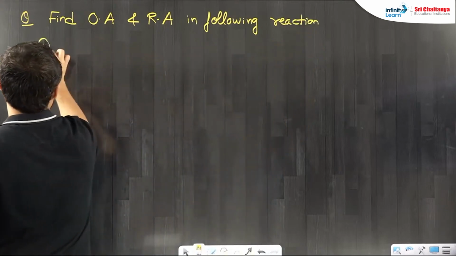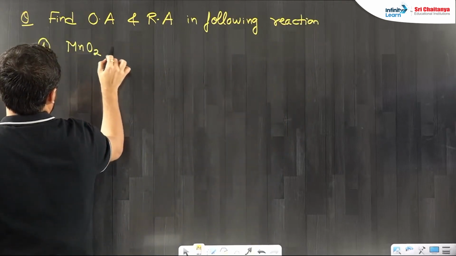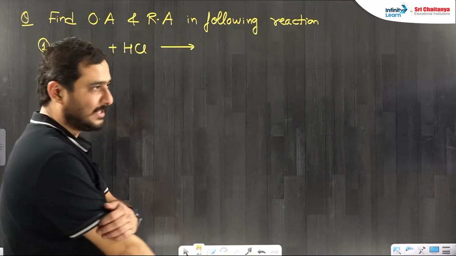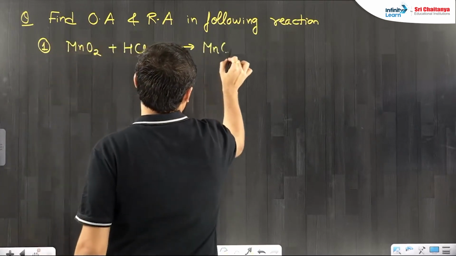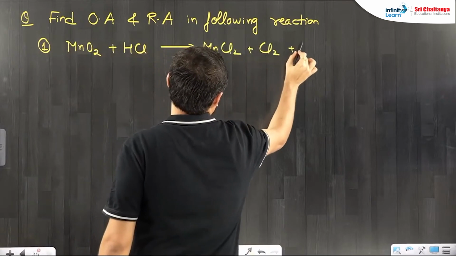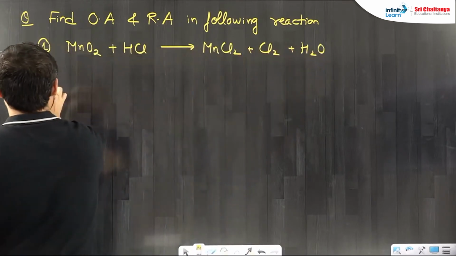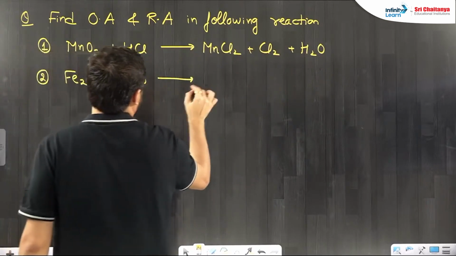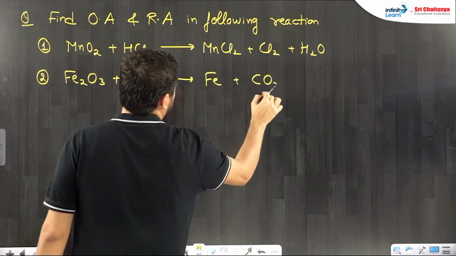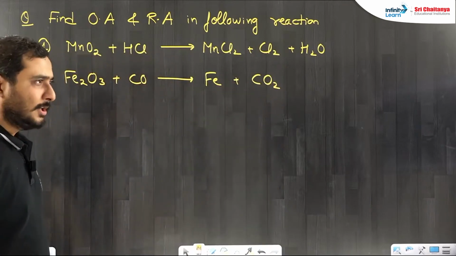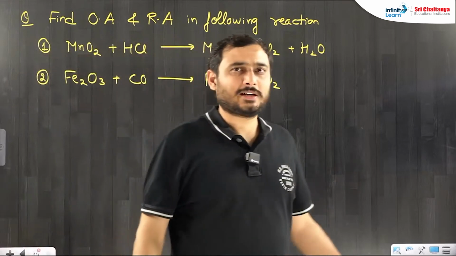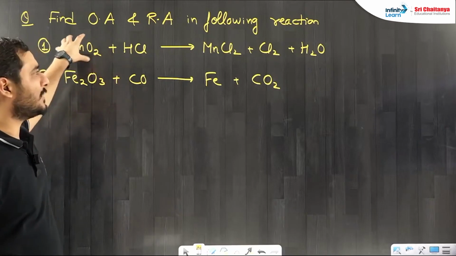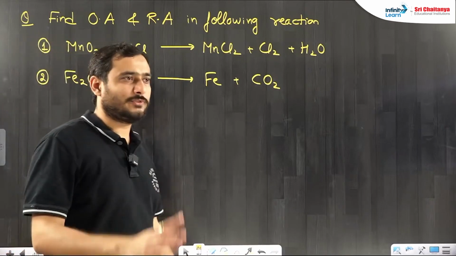First is MnO2 plus HCl, it gets converted to MnCl2 plus Cl2 plus H2O. And second reaction is Fe2O3 plus CO gives Fe plus CO2. Now whenever there is a redox reaction, if one is oxidizing agent, another will be reducing agent. So in these two reactions you have to tell which is oxidizing and reducing agent. First solve for first part.